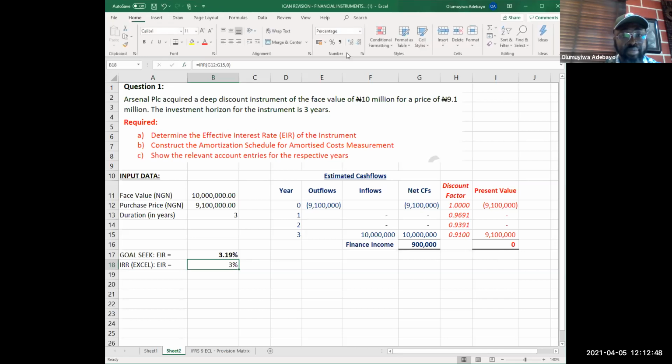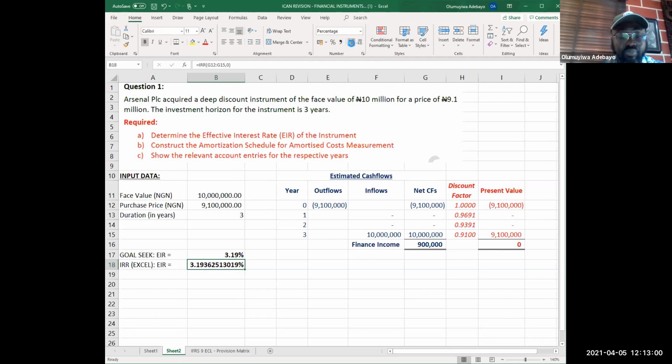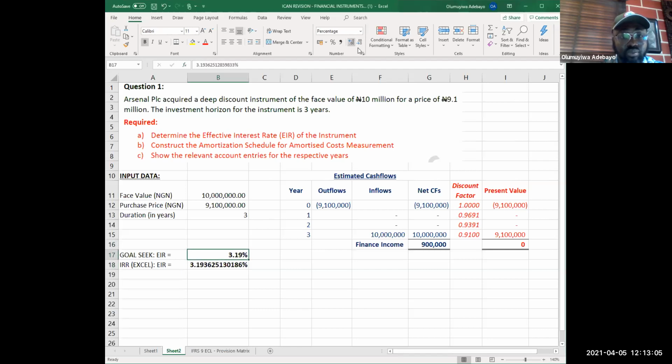Therefore, with this, let me expand it. It's still 3.19. And if I want to express it in full to know what it is, can you see that it's close to each other? Therefore, this is how you get it. I can't use XIRR here because there are no dates attached to it. I am going to see that as we move on.